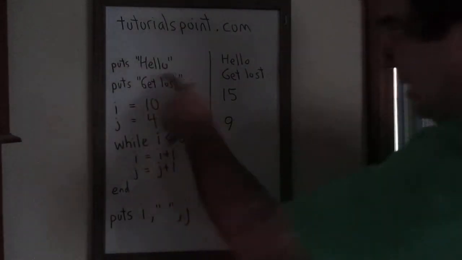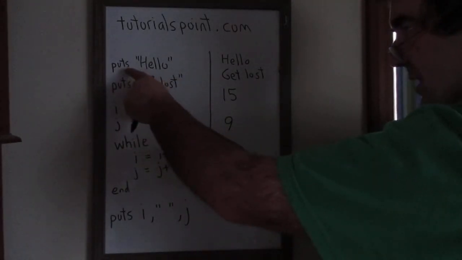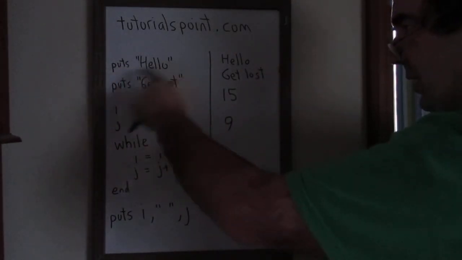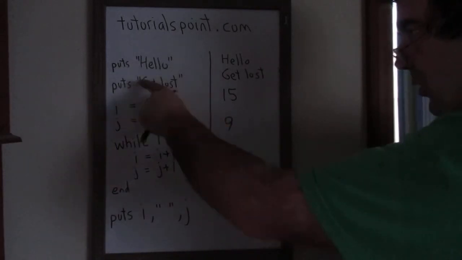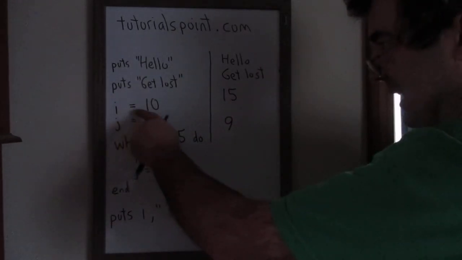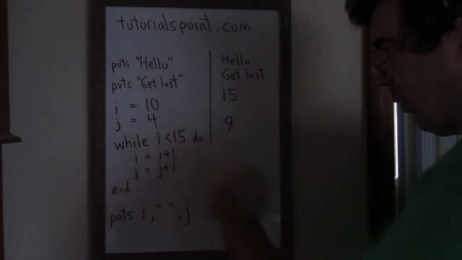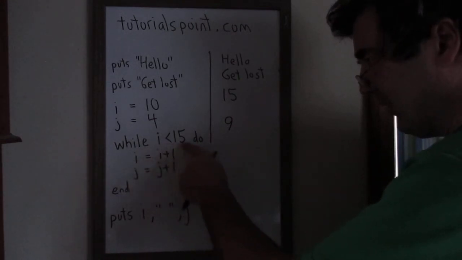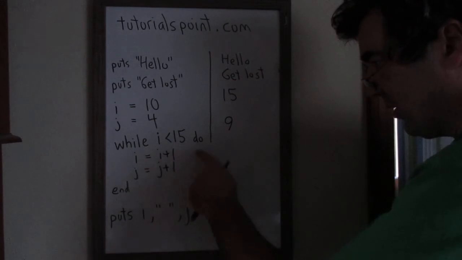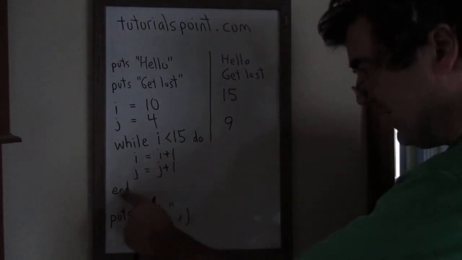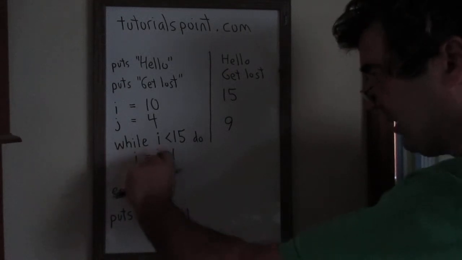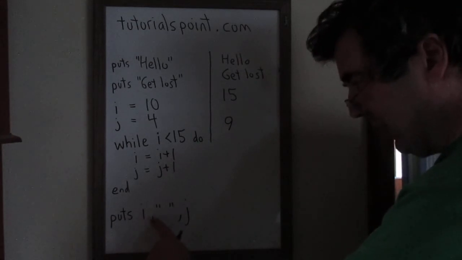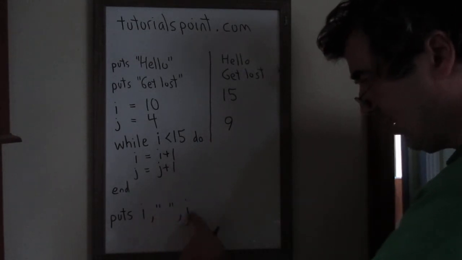So you type in, these are print statements. puts is a print statement in Ruby. puts means print. So you type in puts "hello", puts "get lost" with quotes around each. Type in i = 10, j = 4, while i < 15 do, i = i + 1, j = j + 1, end. That end finishes off the subsection that's inside the while loop. Then at the end puts i, comma, a space in quotes, comma, j.